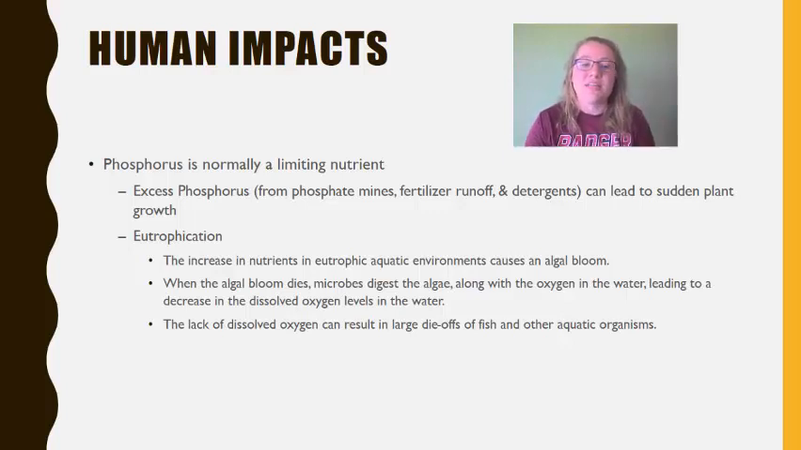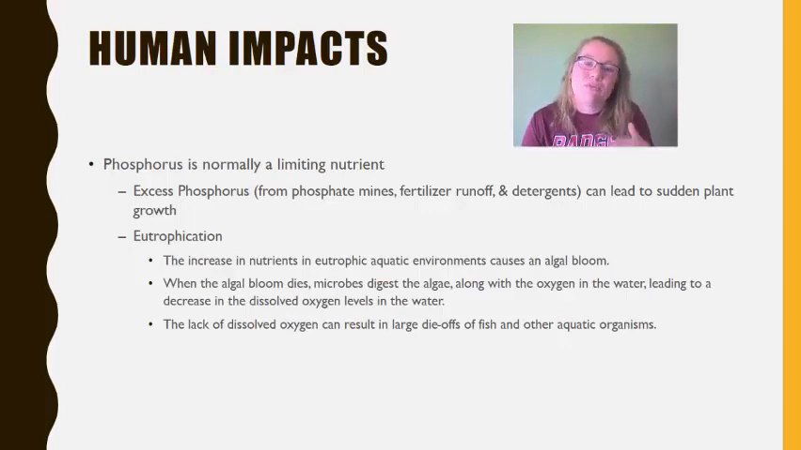So what happens here is you have an excess amount of phosphorus or nutrients added to an aquatic environment. And this causes a sudden burst of plant growth, particularly in the form of algae. Now, these algae keep growing as fast as they can, and they use up all of that extra nutrients. But now that they don't have enough to be able to sustain themselves, they all start to die off pretty quickly. And when the algae bloom dies, then microbes come in and they start to decompose the now dead algae.